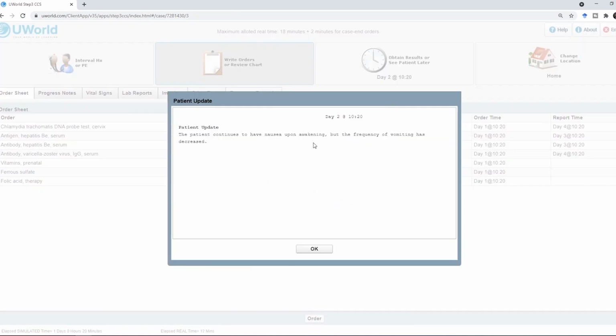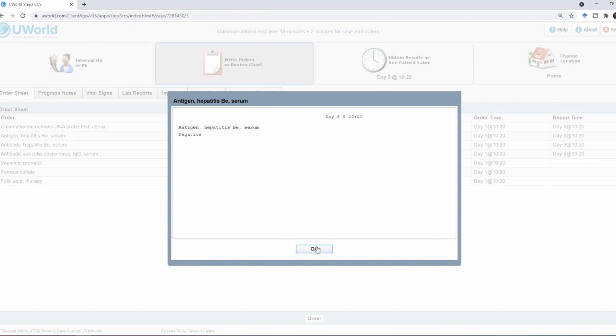The patient continues to have nausea upon awakening, but the frequency of vomiting has decreased. If the patient's symptoms of nausea and vomiting are severe, you might consider giving the patient something like Zofran or Phenergan, but since the patient's symptoms are mild and they decreased now, you don't have to make these orders at this point. So you click OK, continue.